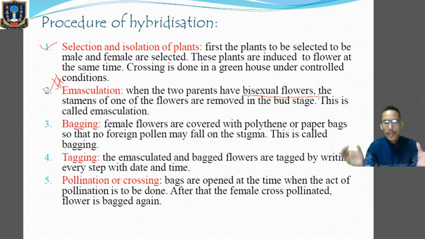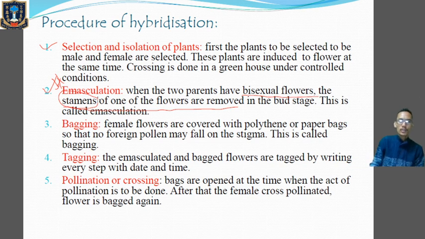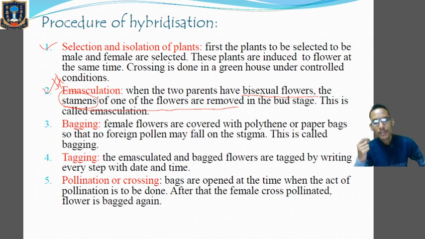If the parents are bisexual, in that case the stamens of one of the flowers are removed. Very important: the stamens of one of the flowers are removed. Now, what do you mean by stamens? Is it the male part of the flower or the female part? Stamens are the male part of the flower. So if the flowers are bisexual, we are removing the stamens, we are removing the anthers of the flower. Removal of the anthers or stamens of a flower at a very young age or at the bud stage is known as emasculation. If the flower is unisexual, there is no need for emasculation. But if the flower is bisexual, then we have to go for emasculation, where we have to remove the stamens or the anthers of the flower.